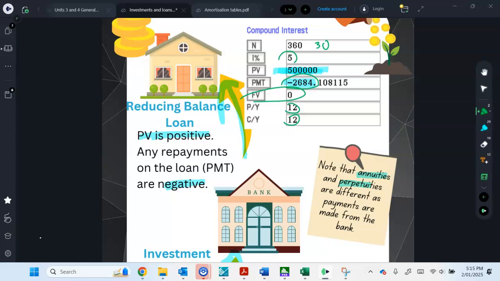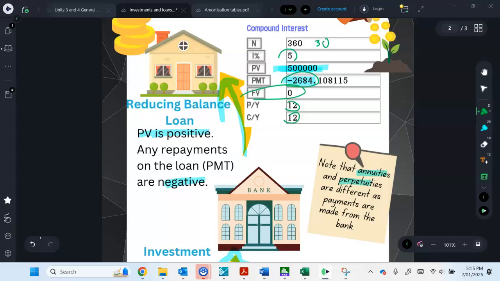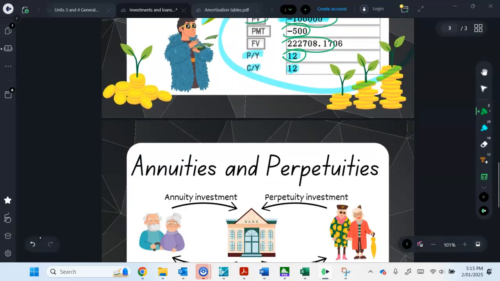Yay. And you're old and you probably want to sell and get something smaller, or I don't know. But yeah, basically just remembering how the financial solver works and what is negative and what is positive. All right, let's just scroll on.